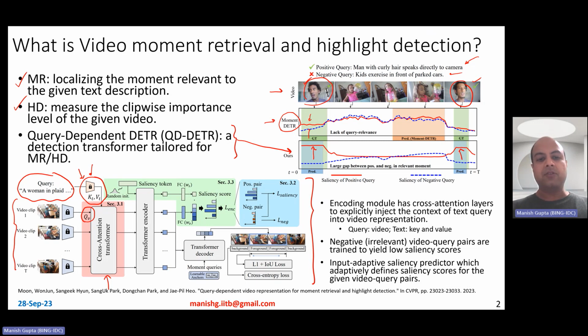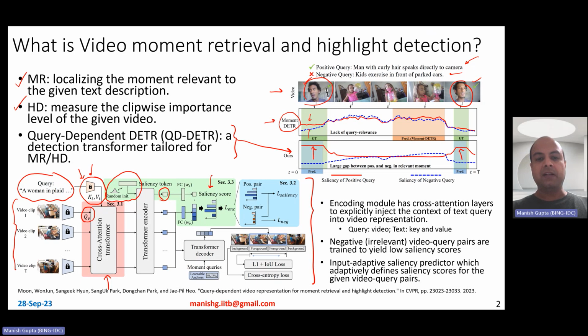Okay. Once that is done, the cross-attention transformer feeds into the transformer encoder. These are several transformer encoder layers, which not just take this attended video representation as input, but also prepend a randomly initialized saliency token. The output of this saliency token is what is used for computing the saliency score. The saliency score essentially predicts whether this particular video clip is a foreground clip or a background clip, in the sense of how salient this clip is, right?